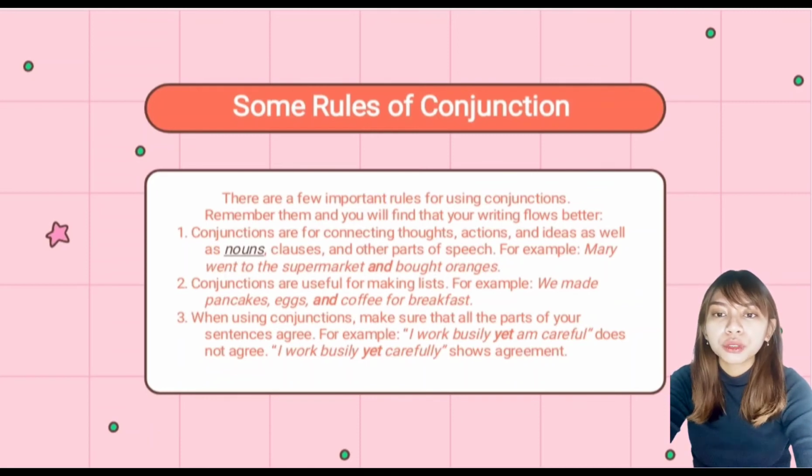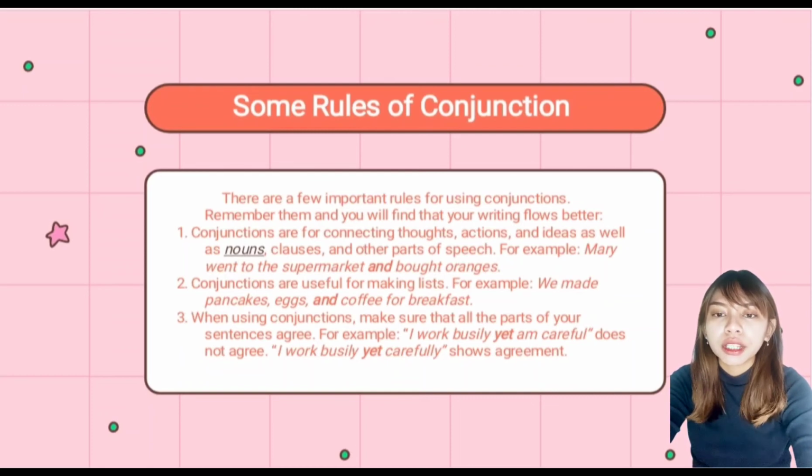Next, number 2, conjunctions are useful for making lists. For example, we made pancakes, eggs, and coffee for breakfast. So for all those lists, we end up with "and" for the conjunction.